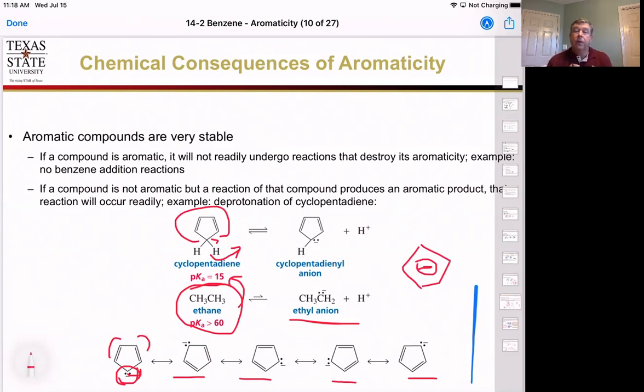Okay, so this is just another demonstration of knowing that aromaticity is actually helping save energy, and it increases the acidity of that sp3 hybridized hydrogen, giving us an aromatic compound in the cyclopentadienyl anion. That concludes chapter 14, part 2.